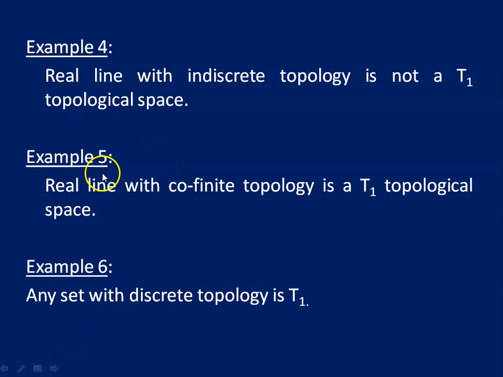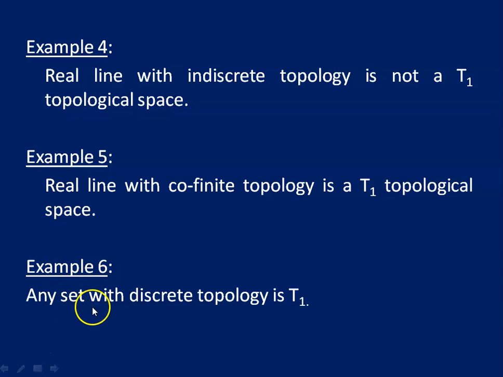Let us consider the next example here. Let R be the real line with co-finite topology. In the case of co-finite topology, we know from our earlier lectures that open sets in the co-finite topology are those sets whose complement is either finite or the whole of X. So in this case, we cannot find two open sets which contain one point but not the other for every pair of distinct points. So this is not a T1 topological space. We will discuss this example in detail in the latter part of this lecture.